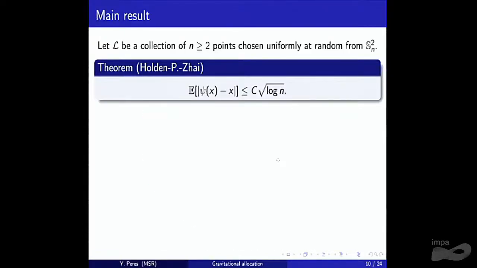Yes, and it's not an accident. There's in fact a close relation between allocations and matchings. And in particular, that relation implies that you cannot get any fair allocation which is better than root log n in 2 dimensions.